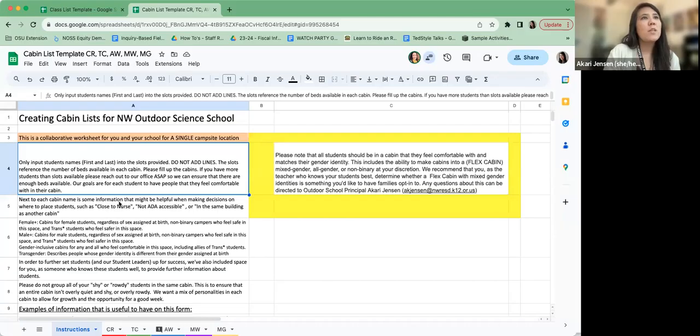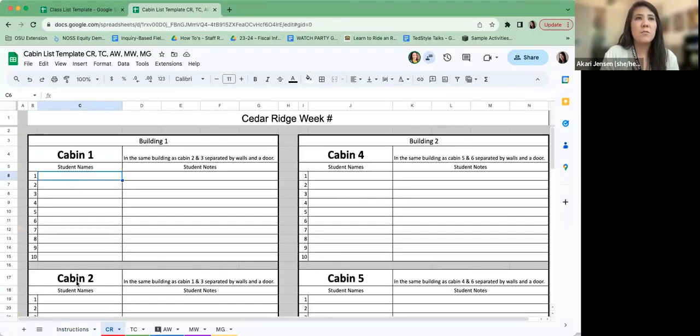So when you're creating cabin class lists, we ask that you input students' first and last names into the slots provided. So right here, you would put their first and last name. Please note that we have very carefully shown how many spots we have in each particular cabin. So we ask that you don't add lines or really change this in any way. You're just putting groups into cabins. And please do not add lines because we wouldn't have enough beds for that particular cabin.